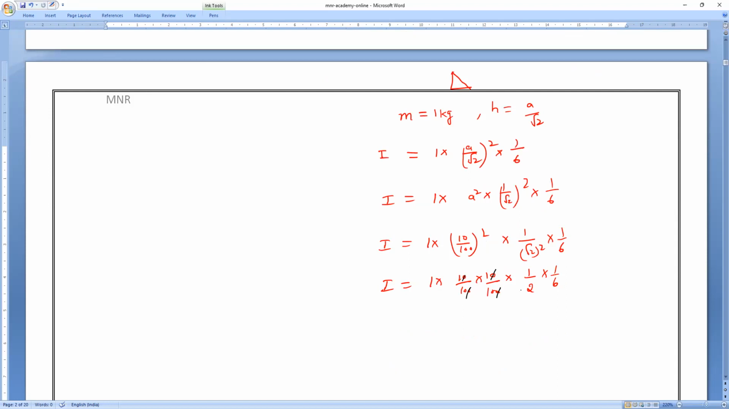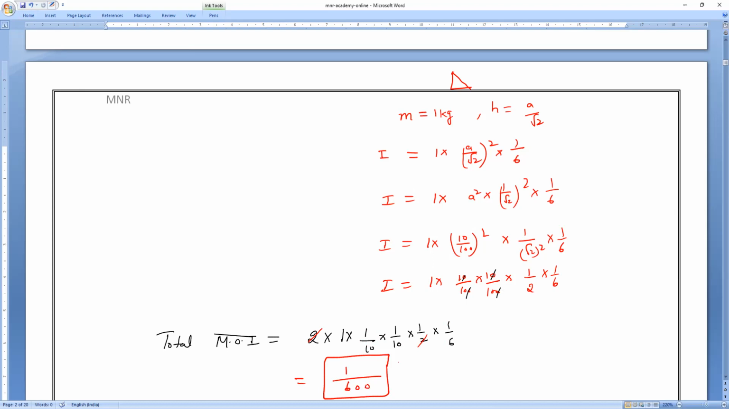This is the moment of inertia for one triangle. So totally how many triangles do we have? Total two triangles. So the total moment of inertia is 2 times that of one triangle, 2 times 1 into 1 by 10 into 1 by 10 into 1 by 2 into 1 by 6. So 2 will get cancelled. What is remaining? 1 divided by 10 into 10, 100, 100 into 6, that is 600. So that is the total moment of inertia.